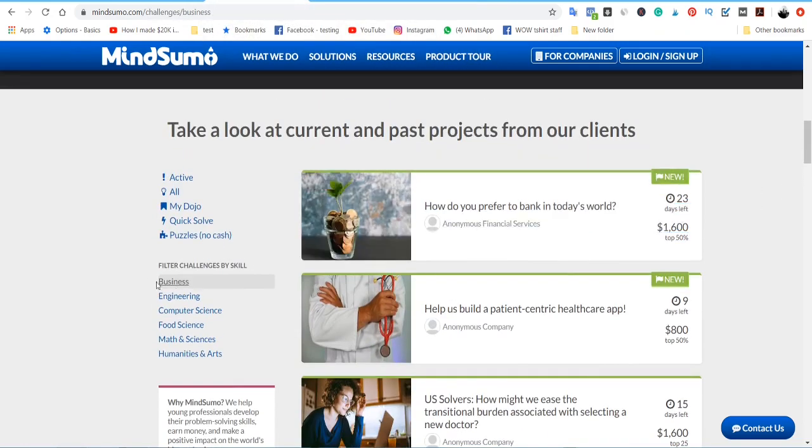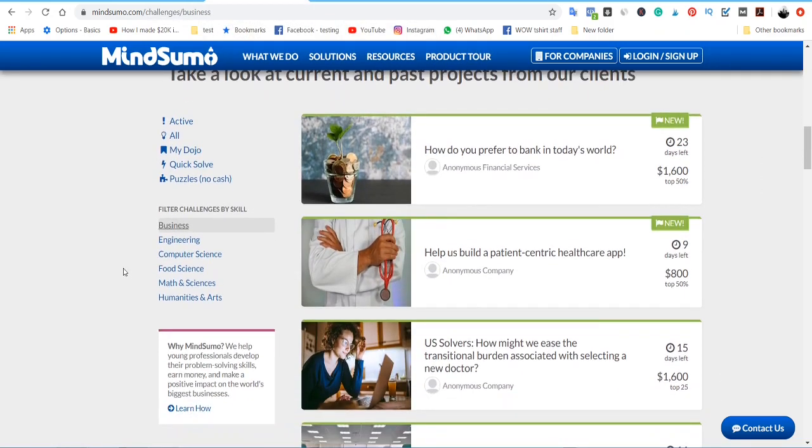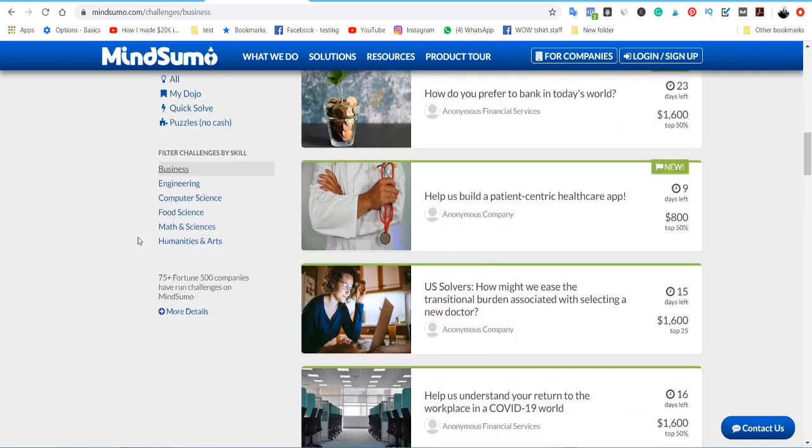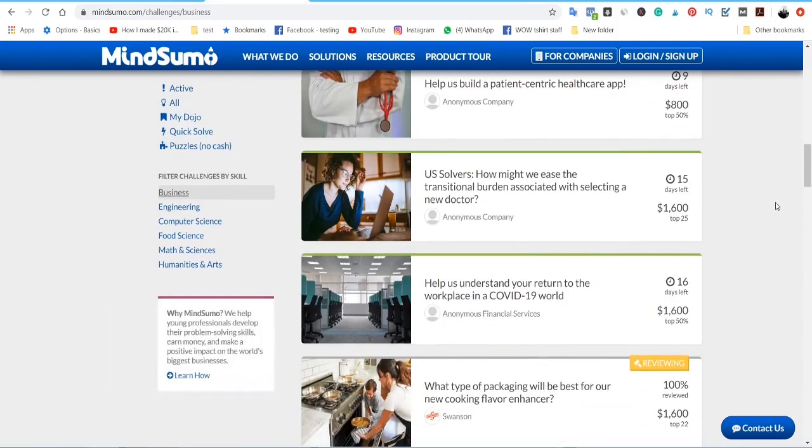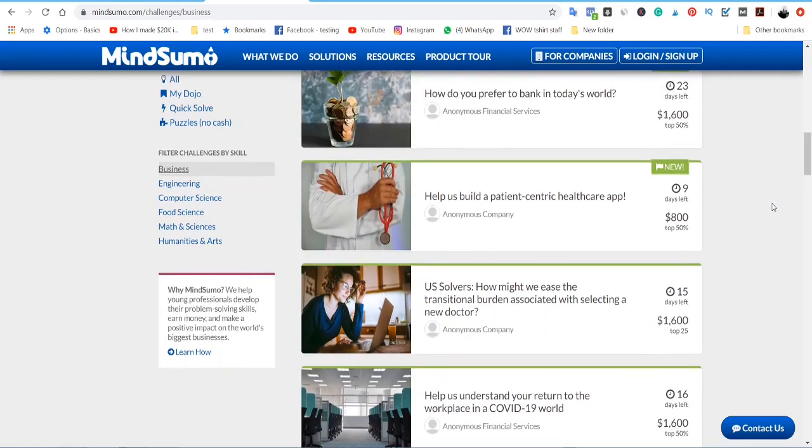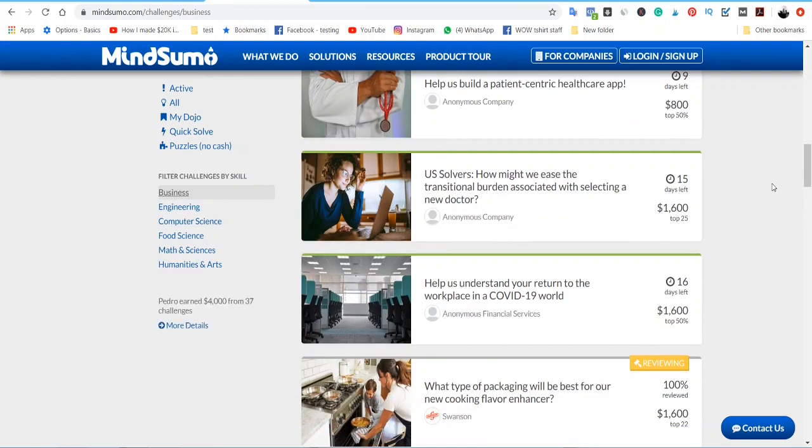As you can tell, you can also filter the challenges by your expertise, by your skill, or by your experience. So it has business, engineering, computer science, etc. So regardless of whatever niche or experience you have, hopefully it's available on here and you can choose challenges related to your expertise as well, right?